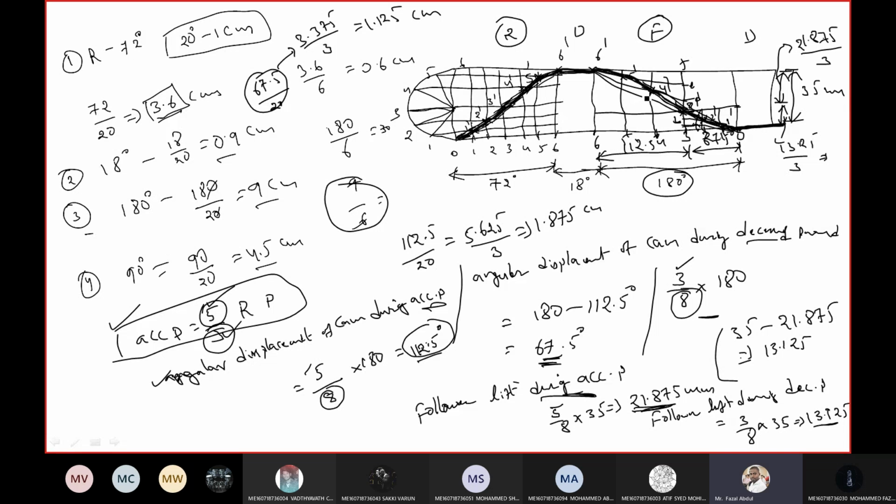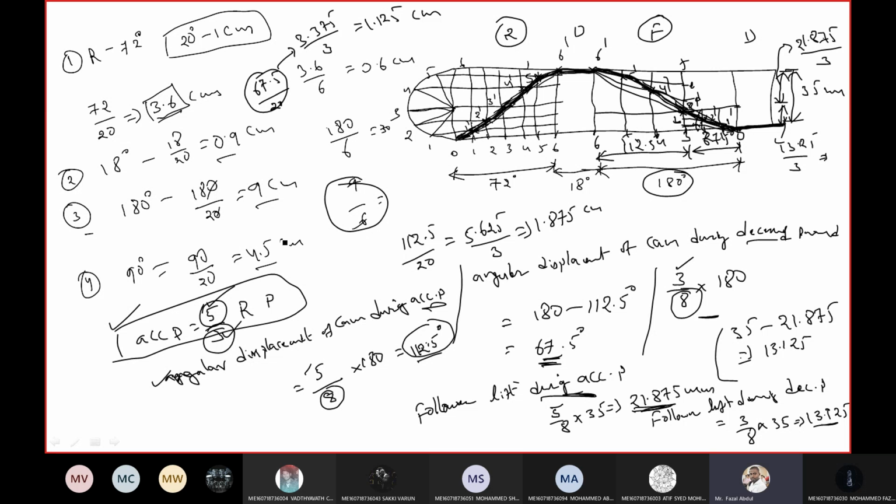Any doubts, Babu, regarding this problem? What if simple harmonic motion is given after uniform motion? How should we do it? Your question is, after this one, if simple harmonic motion is given, how will it appear? So first draw this figure, then maintain the gap, then apply this diagram.